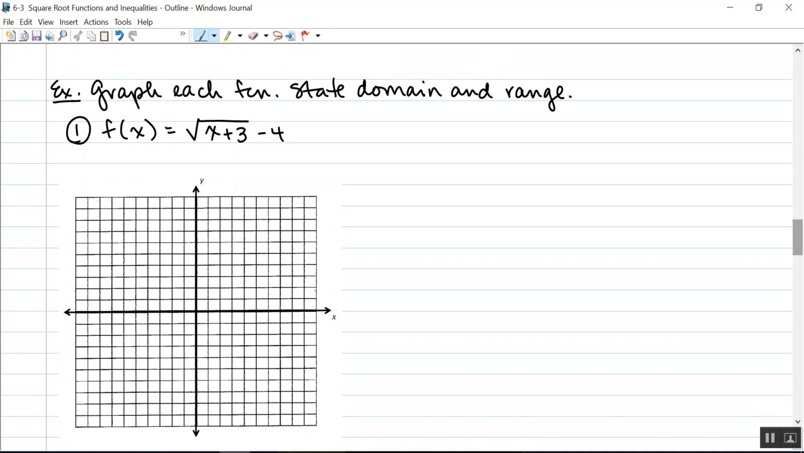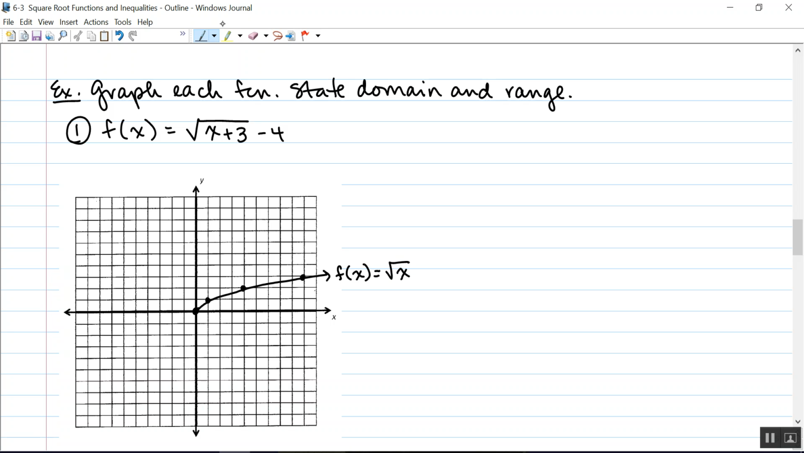So let's take a look at a couple graphs. Let's graph each of these functions, and then we have to state the domain and range. There are actually a couple different ways we could do this. We could start with the parent function and then do the transformations on it, which might be kind of interesting. I think I'll do it this way. So I'm going to start by graphing the parent function, which looks like this. Okay, so that's f of x equals the square root of x.